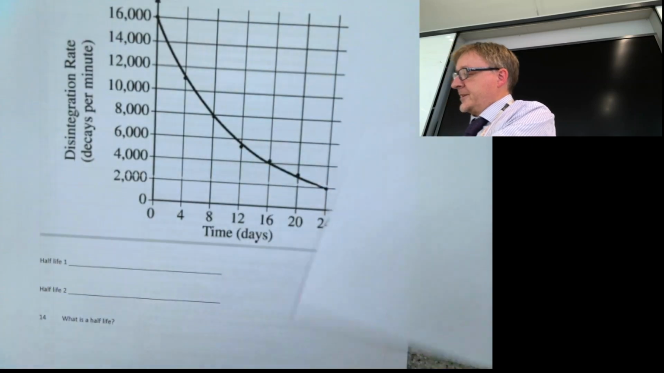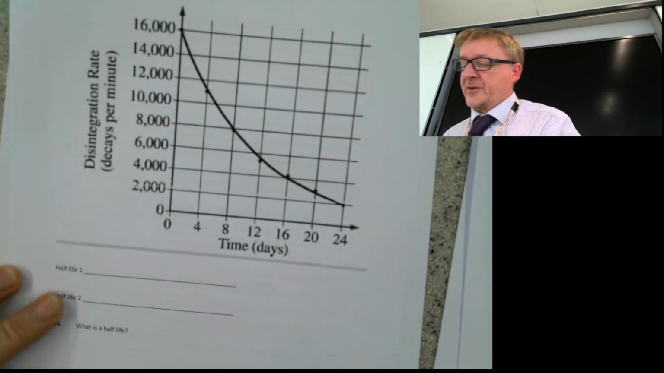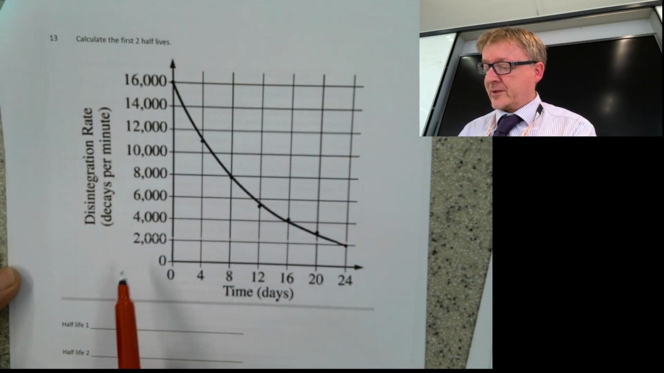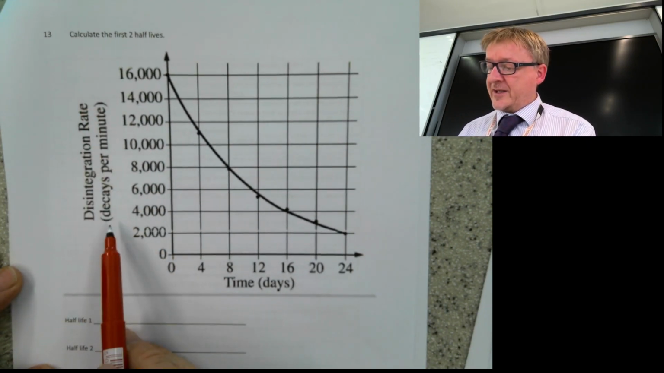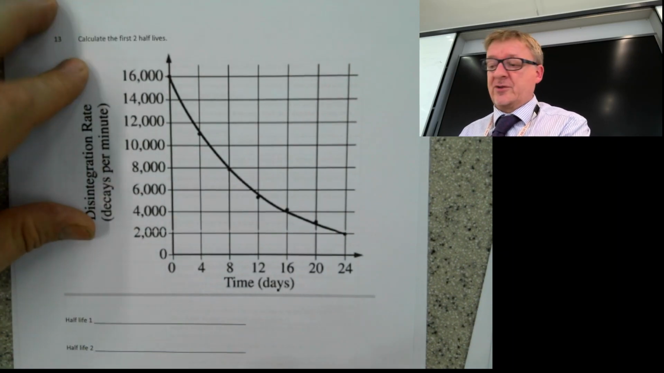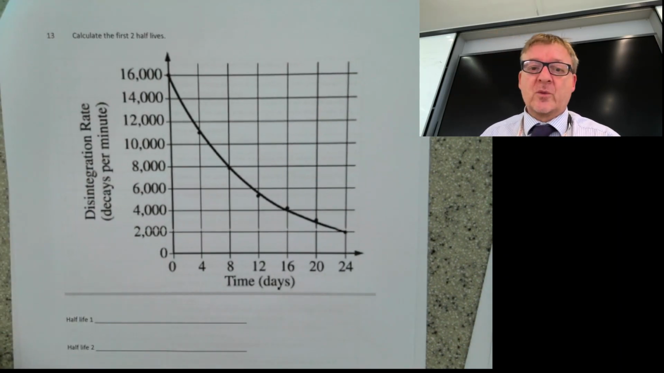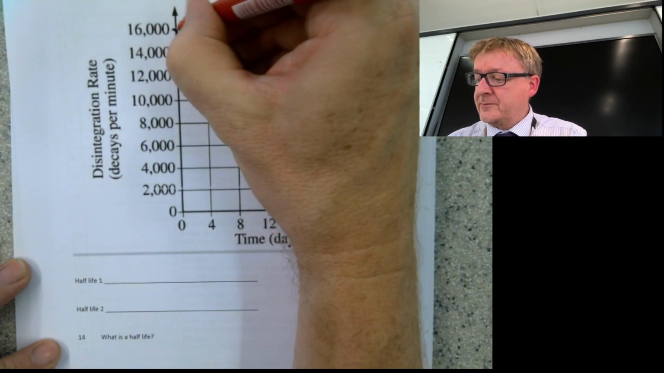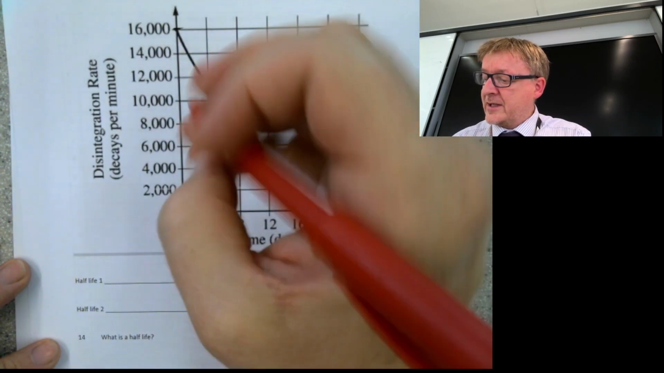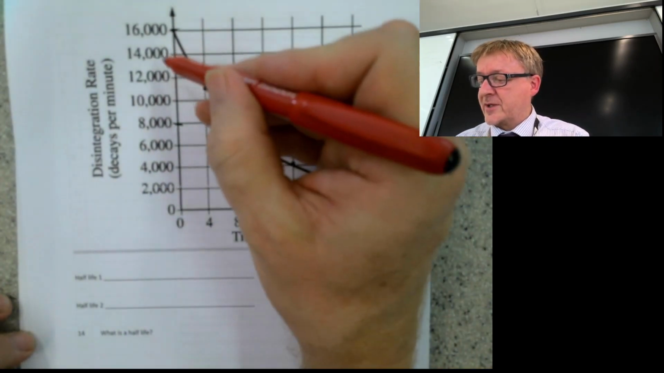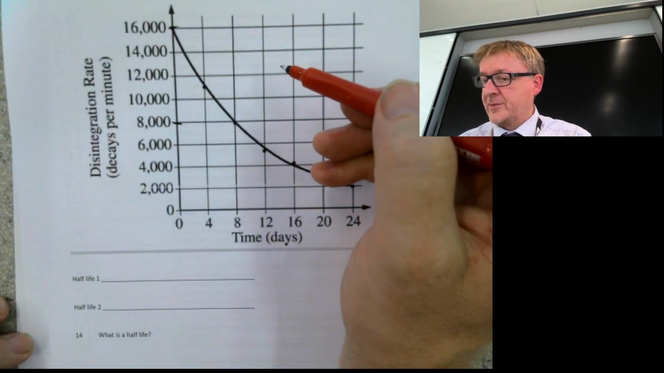Question number 13. Right, so what we've done is we've got a graph. First thing you do with a graph is you always look at what the units are. So disintegration rate, decays per minute, time in days. And what you've just got to do is use the graph to work out answers. Half-life number 1. Up here, it's 16,000. Down here, half of it is 8. So the half-life is the amount of time it takes for half of it to disappear.